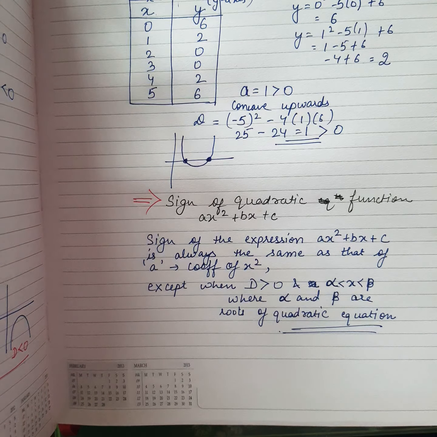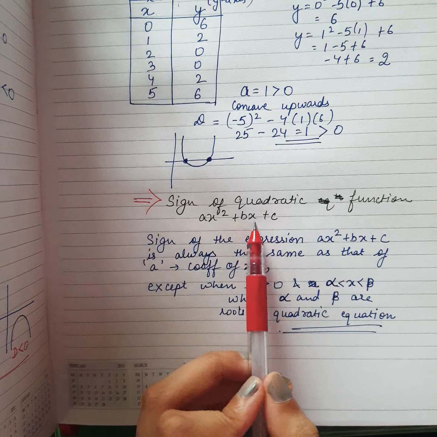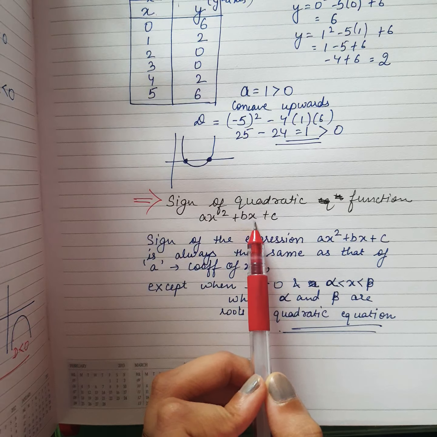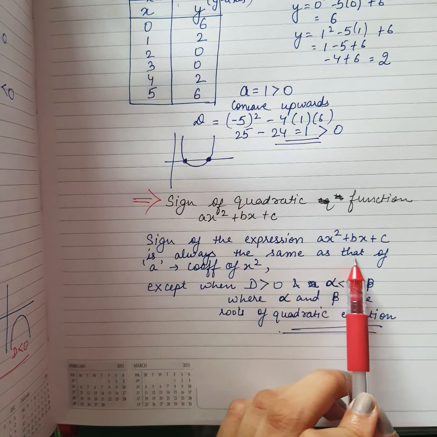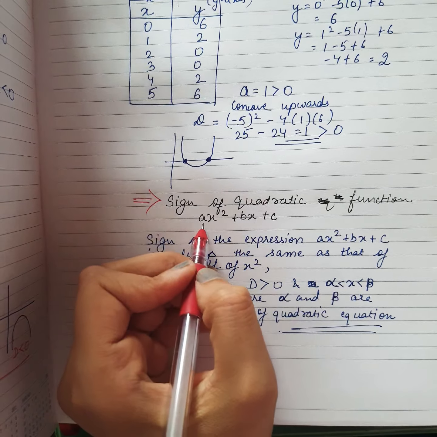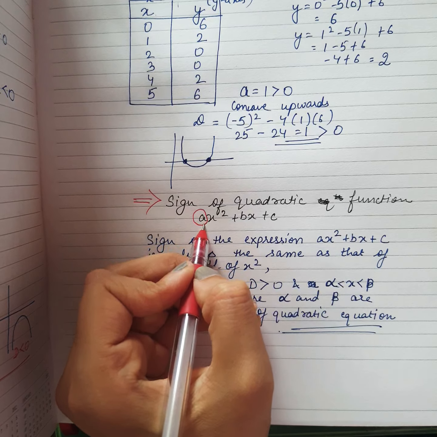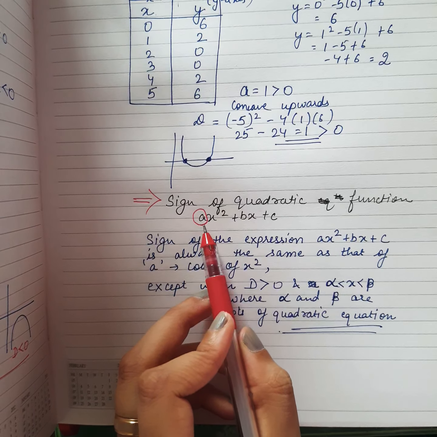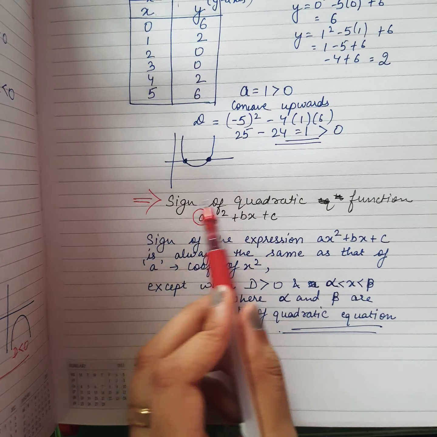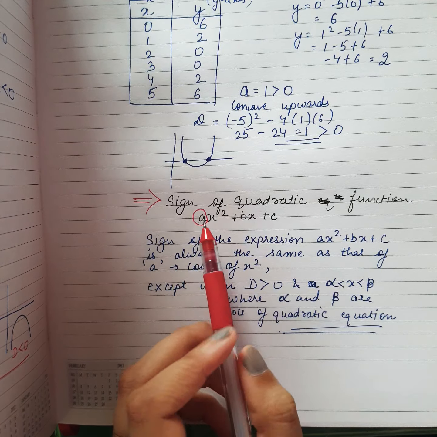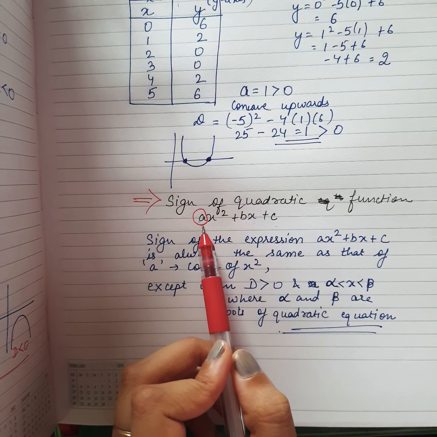Next small concept is the sign of quadratic function ax square plus bx plus c. Now the sign of the expression is always the same as that of a. That means the sign of the whole expression depends on the sign of this particular coefficient of x square. If a is negative, the whole expression will be negative. If a is positive, the expression will be positive.